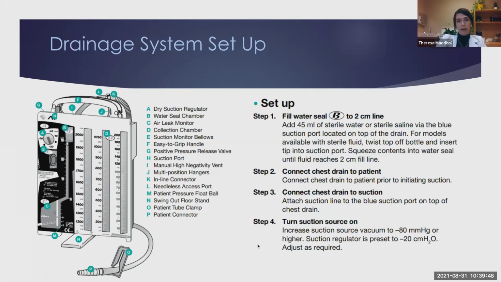And then you're going to apply suction to the system and then turn on the suction source. So on the wall, it will always be set to -80. And on the suction regulator that we pointed out, letter A, that will be whatever the provider ordered for suction. So -20 is pretty standard, but there may be some variation depending on what provider you have. When you are setting up a drainage system, you're going to need all the chest tube canister and all the wall suction supplies to get set up.